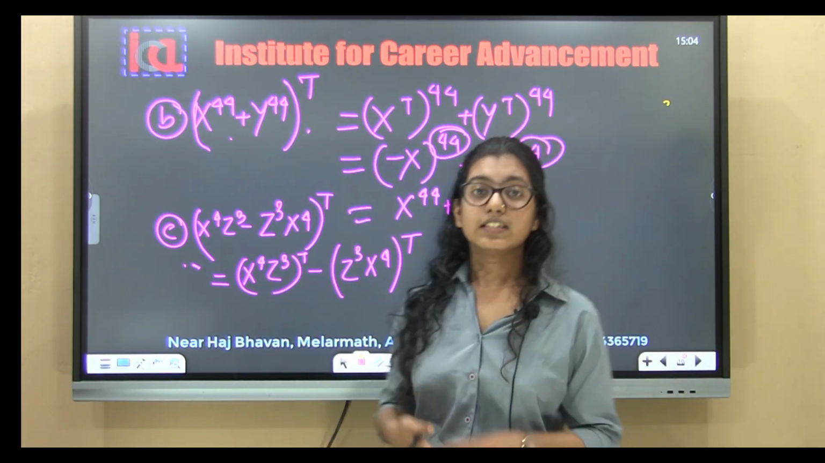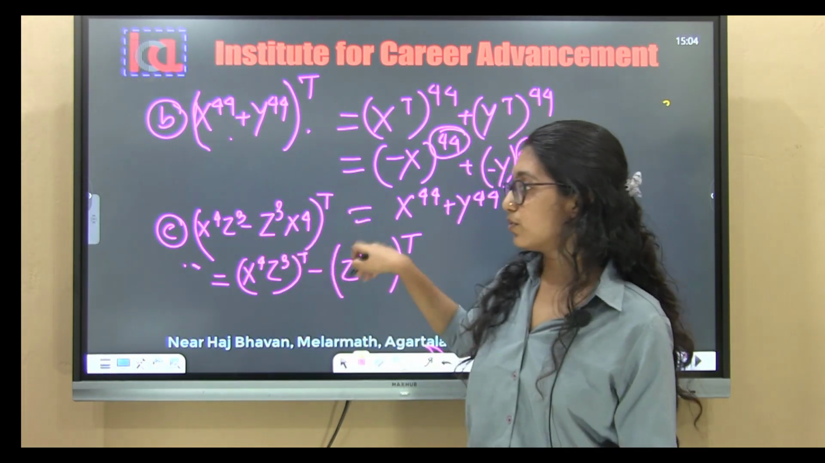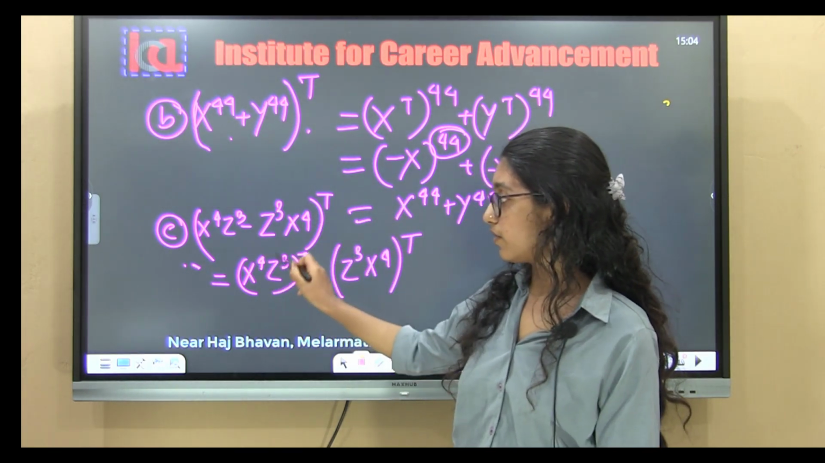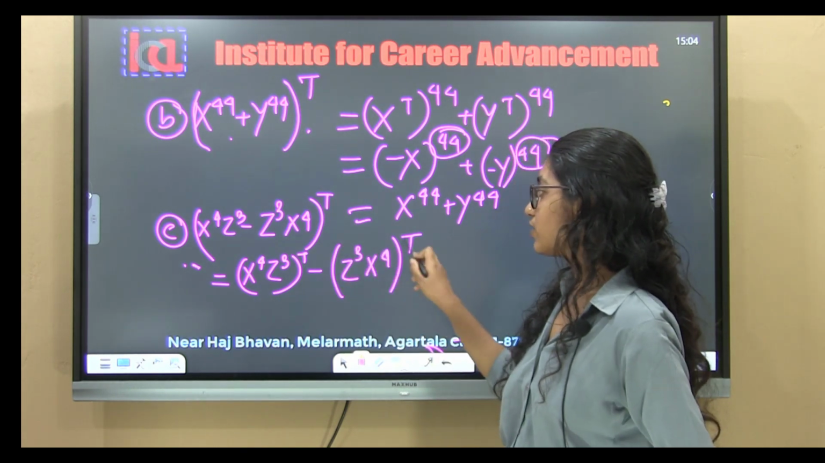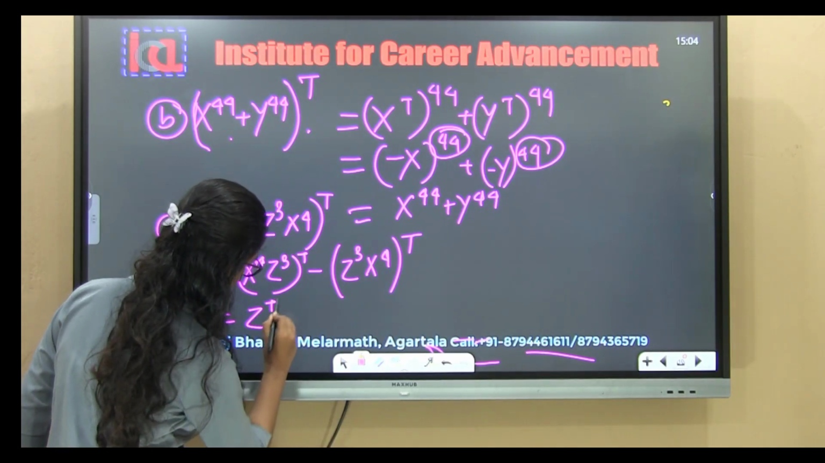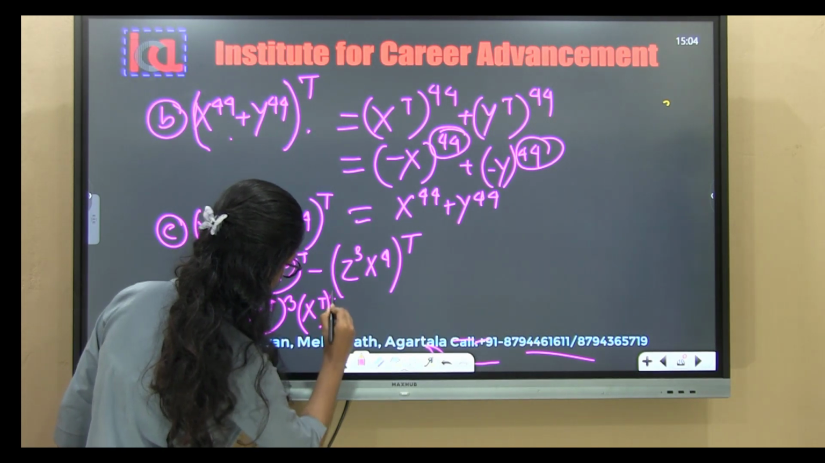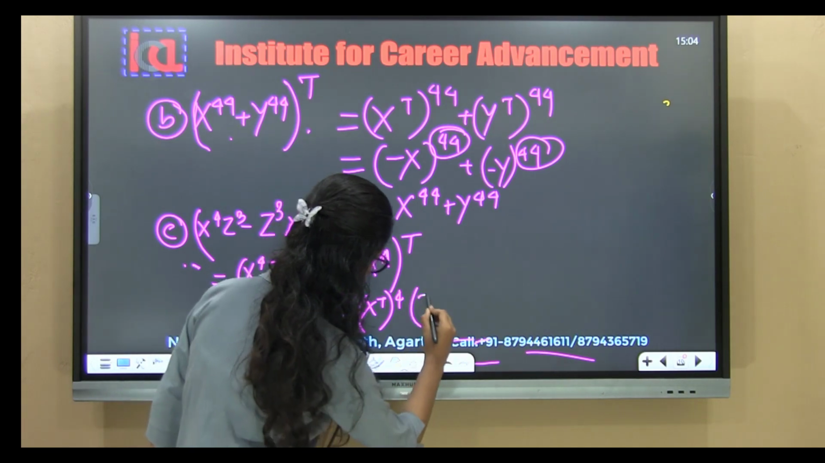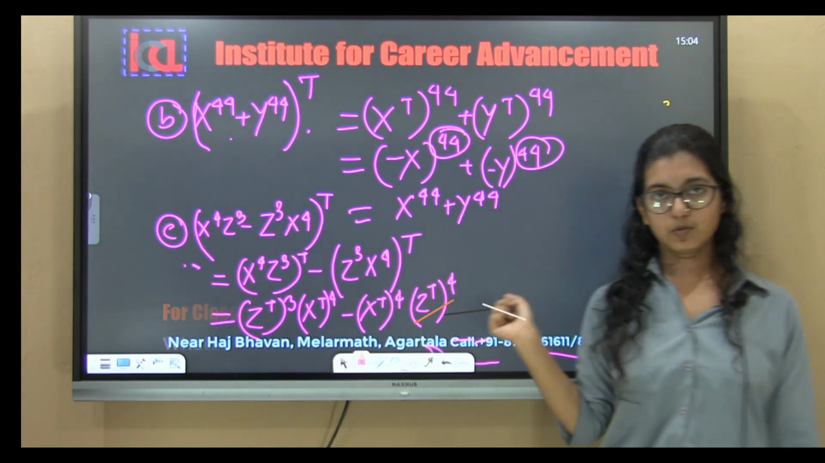So similarly, in this part, what will we do? Take the whole transpose of the entire equation provided. So it will again be (x to the power 4 into z cube) whole transpose minus (z cube into x to the power 4) whole transpose. So this will be the final equation which will be formed.